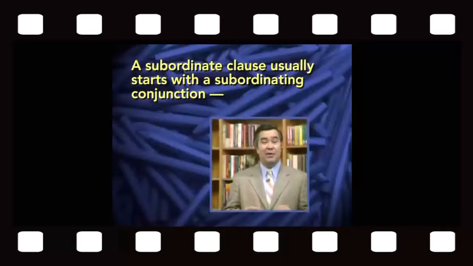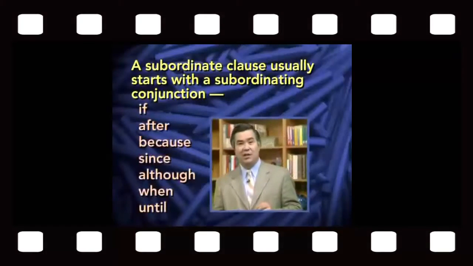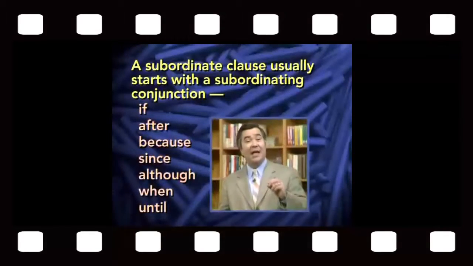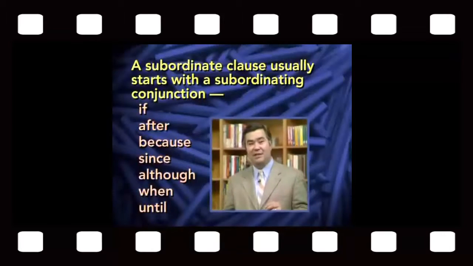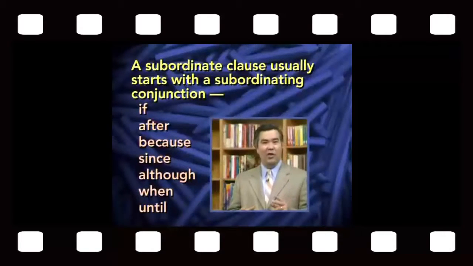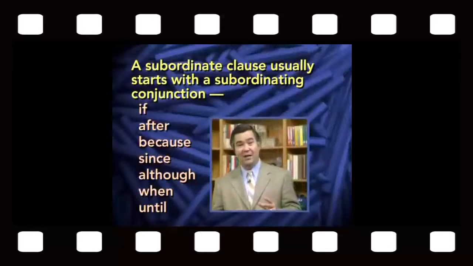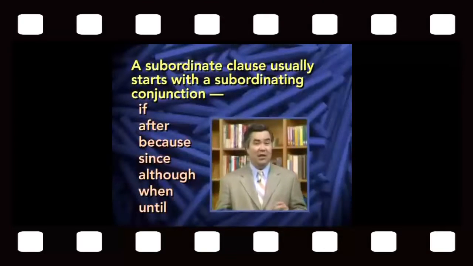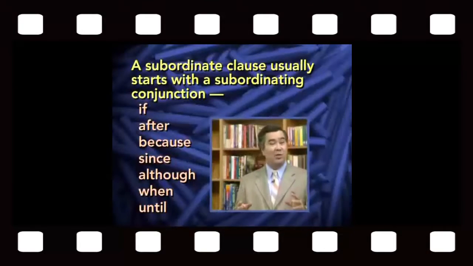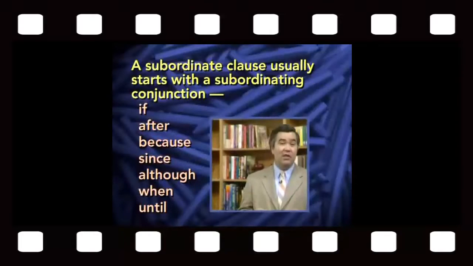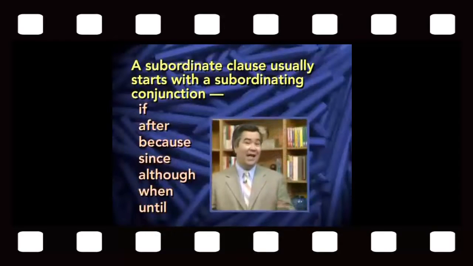Here are some examples of subordinating conjunctions. If, after, because, since, although, when, until. Normally, a clause that begins with one of these words, one of these subordinating conjunctions, can't stand alone as a sentence because it won't express a complete thought. Therefore, we consider it a subordinate clause. Take a look at this example.